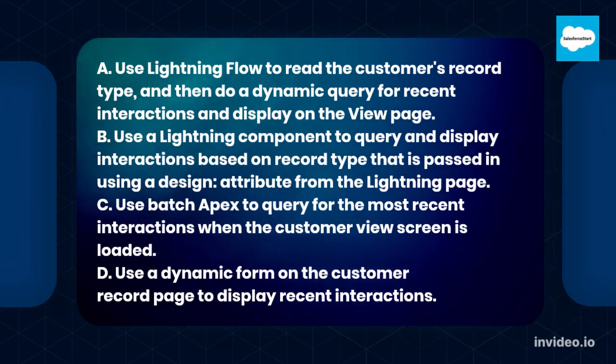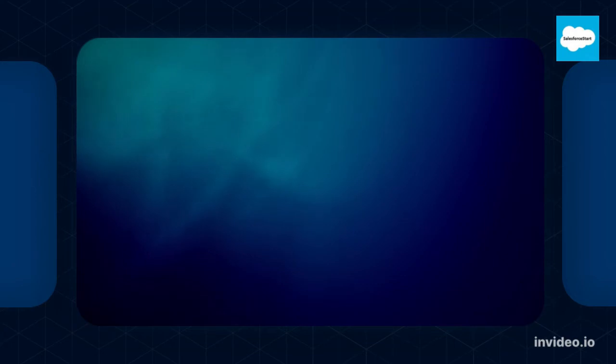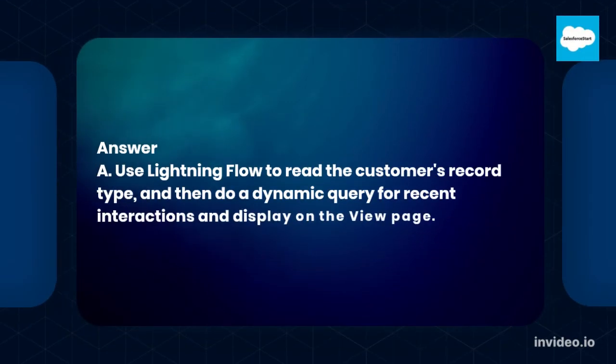A. Use Lightning Flow to read the customer's record type, and then do a dynamic query for recent interactions and display on the view page. B. Use a Lightning component to query and display interactions based on record type that is passed in using a design attribute from the Lightning page. C. Use Batch Apex to query for the most recent interactions when the customer view screen is loaded. D. Use a dynamic form on the customer record page to display recent interactions. Answer. A. Use Lightning Flow to read the customer's record type, and then do a dynamic query for recent interactions and display on the view page.